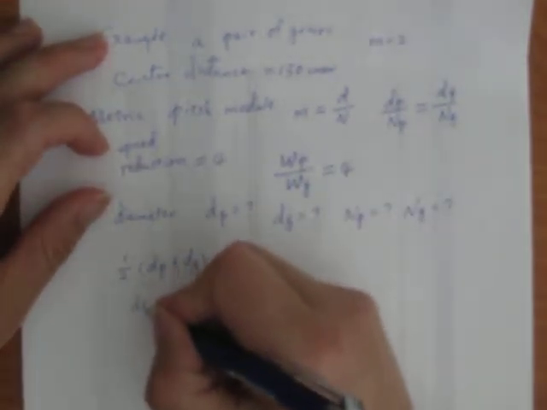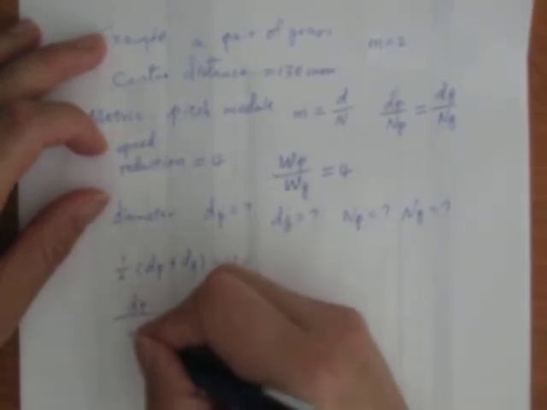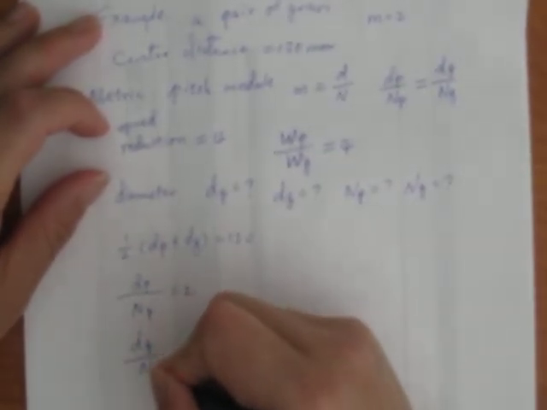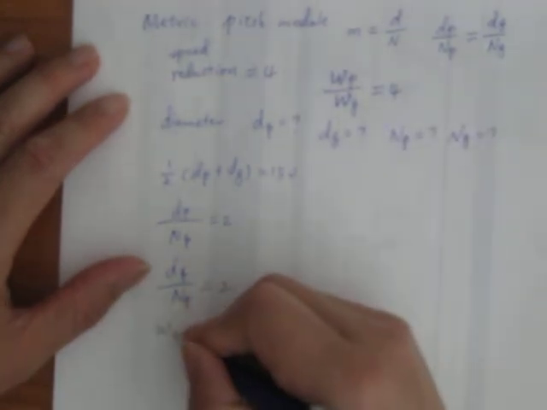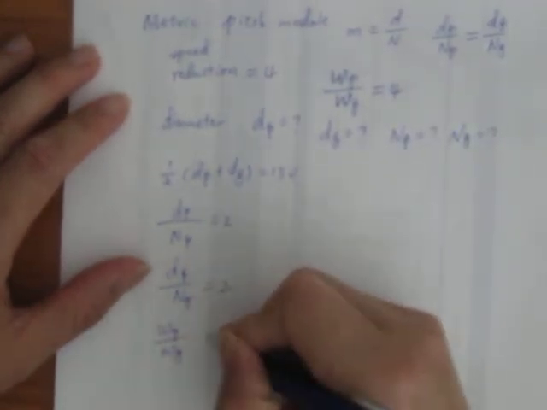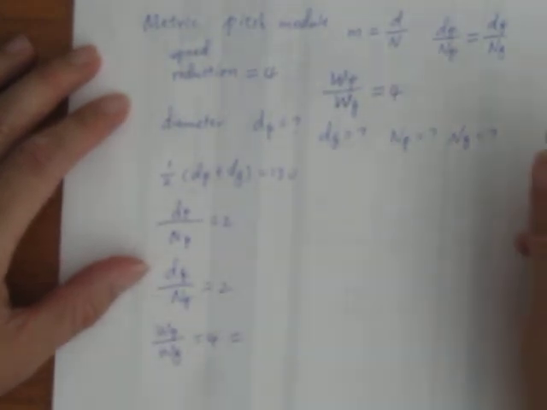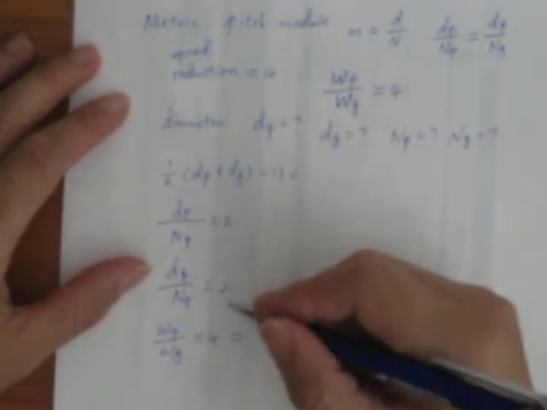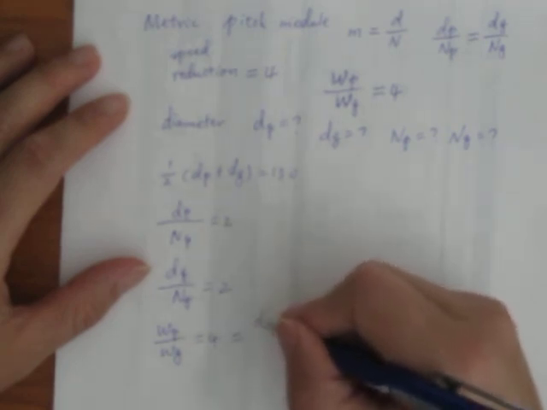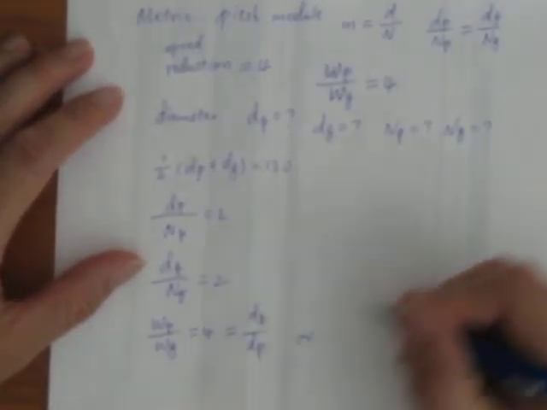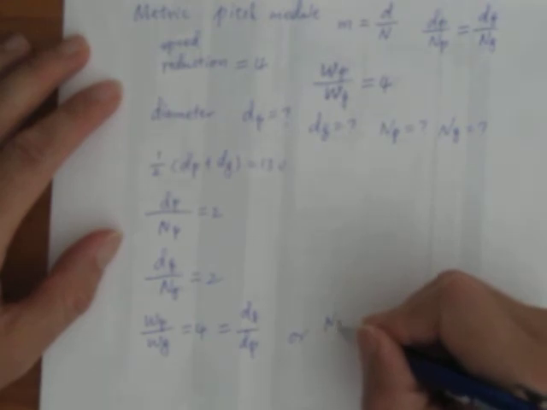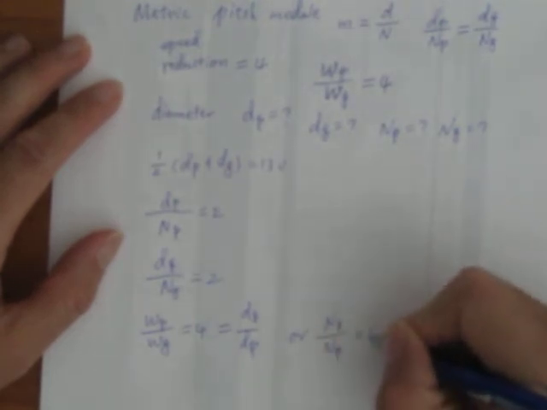And then we have dP over NP, that's equal to 2. dG over NG is equal to 2, because they have to be the same. And then we write out this one here, omega P over omega G, that's equal to 4. We know that's equal to either one. You can write it down as dG over dP equal to 4, or you can say just NG over NP equal to 4.